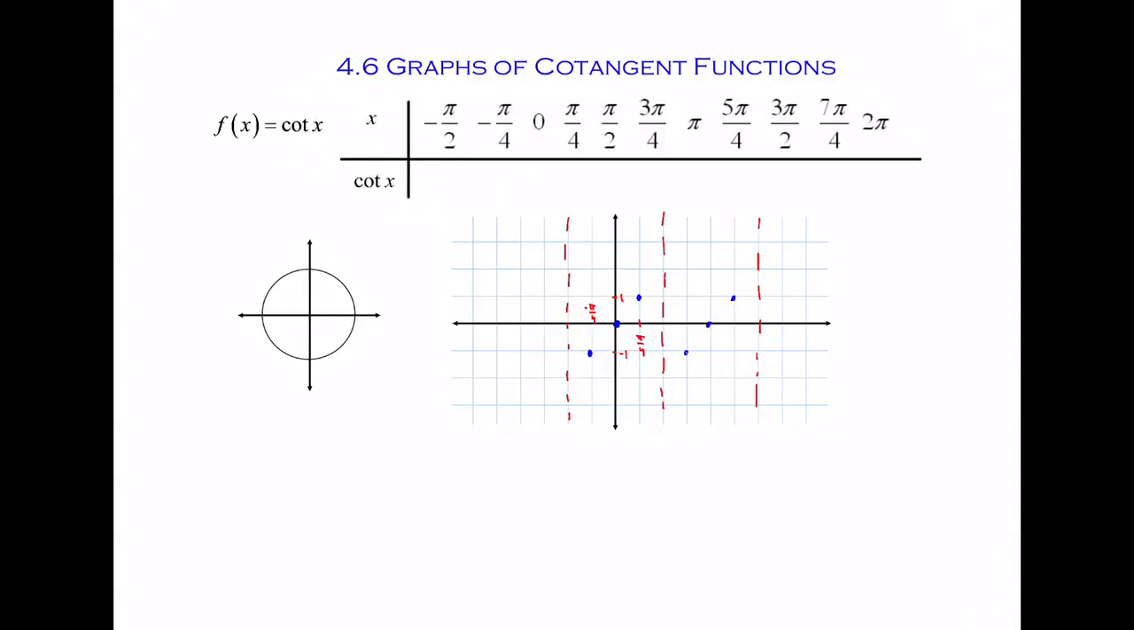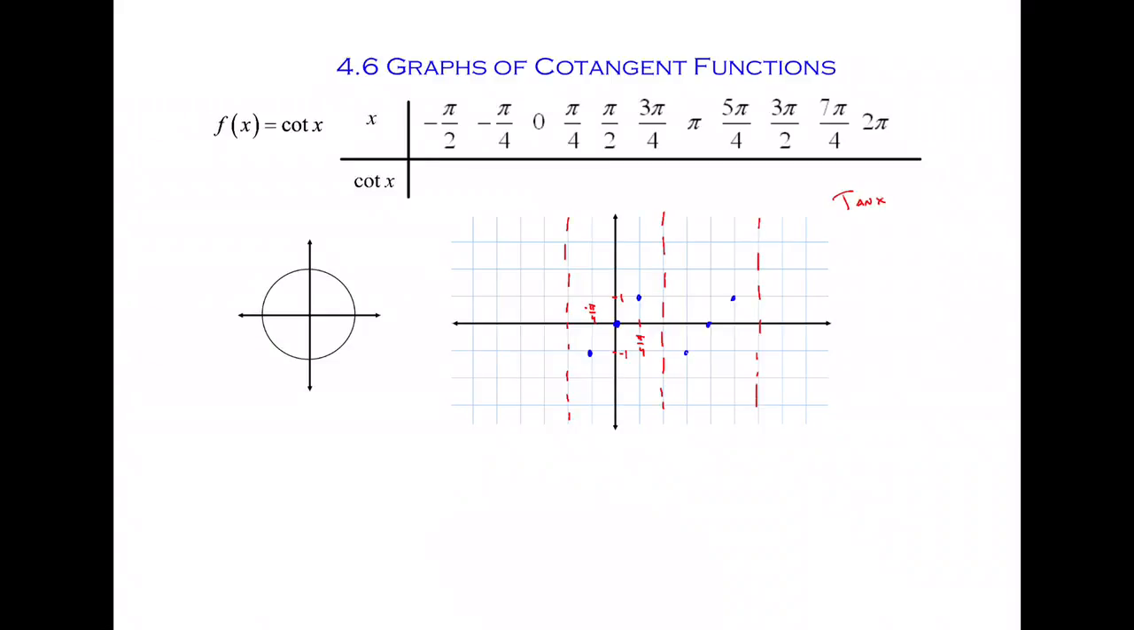Section 4.6, Graphs of Cotangent Functions. We're going to take a look at cotangent functions as the reciprocal of tangent functions. So we're not going to do the t-chart. We're going to look at our graph below, and this is the tangent function currently. Cotangent is the inverse of that, or the reciprocal of that.